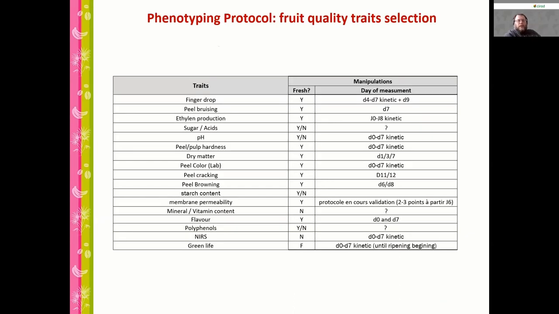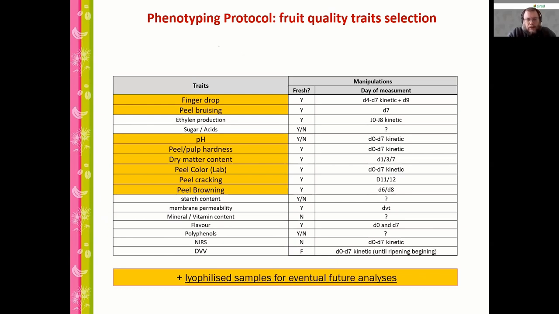So first we have to select the quality traits we will work on. I'll show you the first list we have done to work on. After that, we chose to work only on a part of these traits, because it was too complicated to phenotype all the traits, and to have some lyophilized samples for eventual future analysis. So we performed measurements for all these traits.